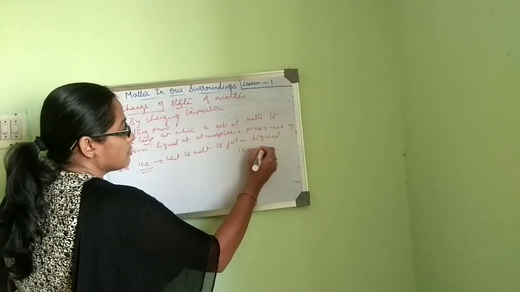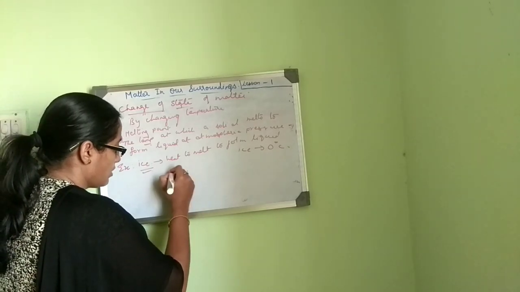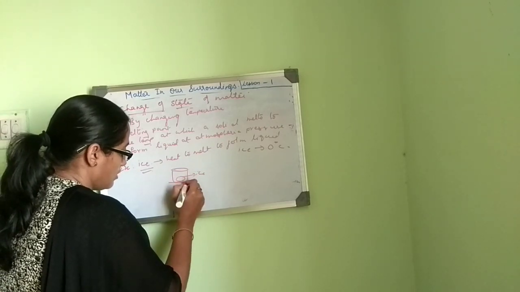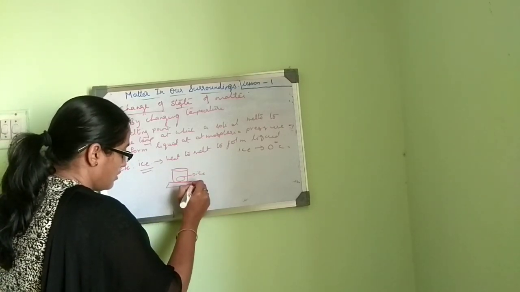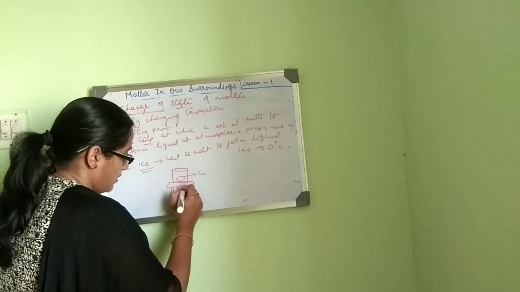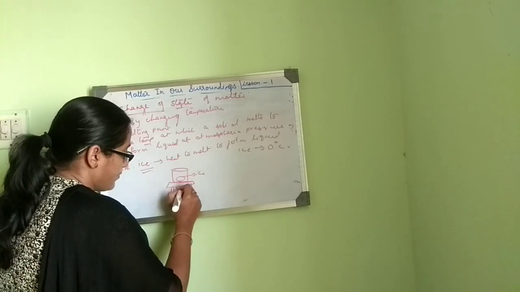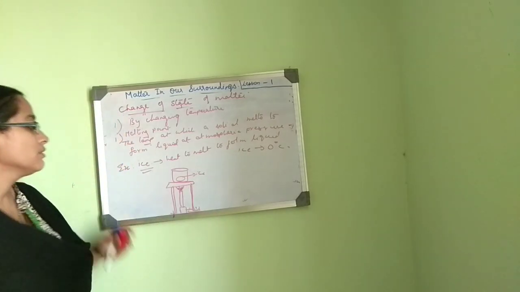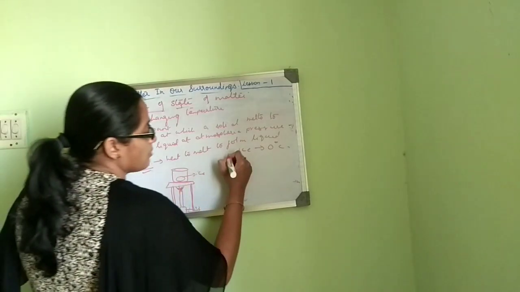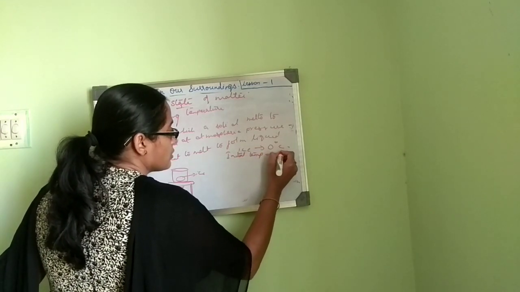Ice temperature will always be 0 degrees C. So you can see that in a beaker you have ice. You have ice in the beaker and you start heating it. Initially you will check the temperature. Initial temperature is 0 degrees C.